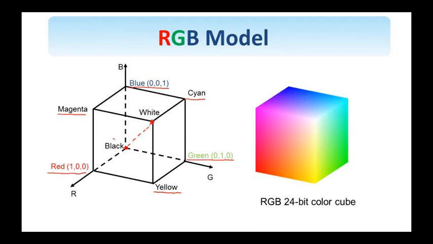Here is the 24-bit color cube, the surface of it. 2 to the 24 is equal to 16,777,216 different colors.